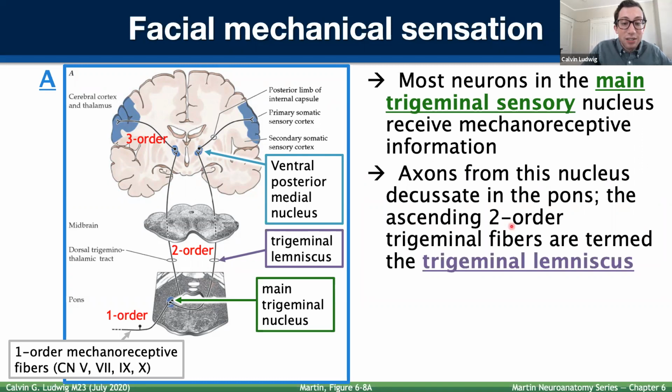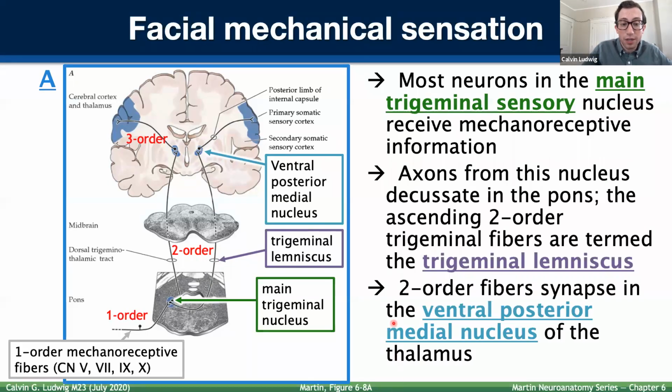The ascending second order trigeminal fibers are termed the trigeminal lemniscus. This is the pathway they take up, arising through the midbrain and then eventually into the thalamus, which I'll mention here. These second order fibers synapse in the ventral posterior medial nucleus of the thalamus in teal, VPMN here in the thalamus.